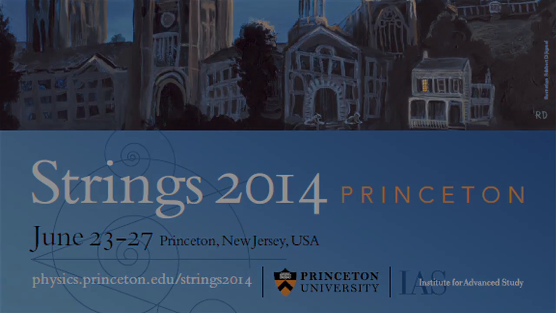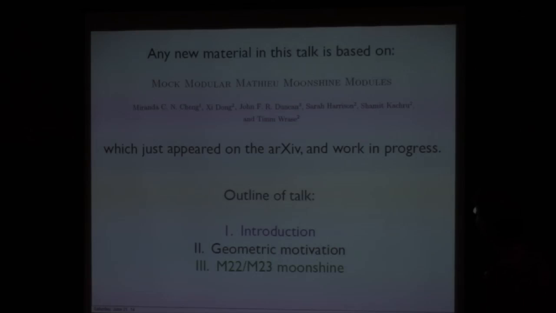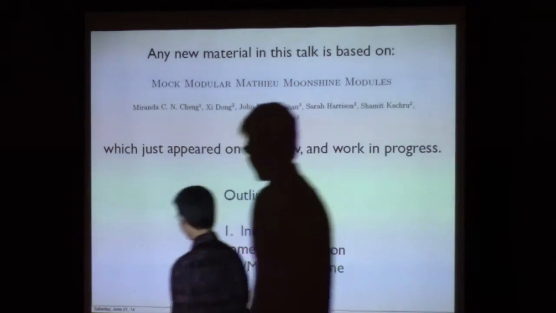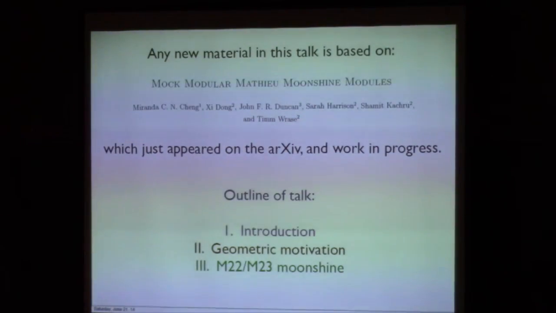My talk will have a lot of introductory material because Moonshine is a subject you rarely hear about. But if there's new material in the talk, it's because of this paper that we just wrote that has even an additional M in the title, Mock Modular Mathieu Moonshine Modules. It appeared on the archive earlier this week. And my collaborators, Cheng, Dong, Duncan, Harrison, and Race are responsible for anything correct that I say.